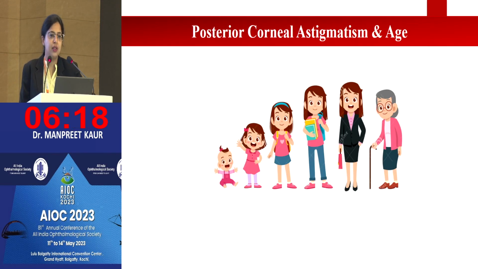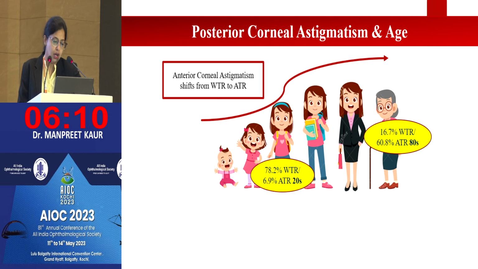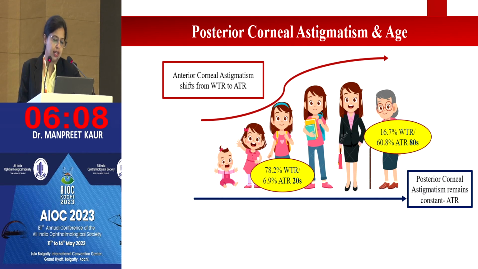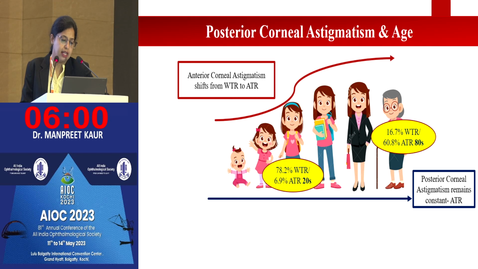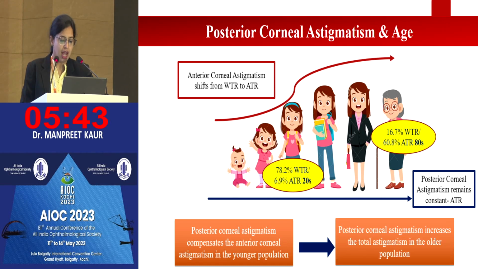So what happens to the posterior corneal astigmatism with age? Anterior corneal astigmatism shifts from with the rule to against the rule, that we all know. However, posterior corneal astigmatism remains constant. So if around 80% have with the rule in their 20s, around 7% will have against the rule anterior corneal astigmatism. By the time the patient reaches their 80s, less than 20% have with the rule and around 60% have against the rule astigmatism.